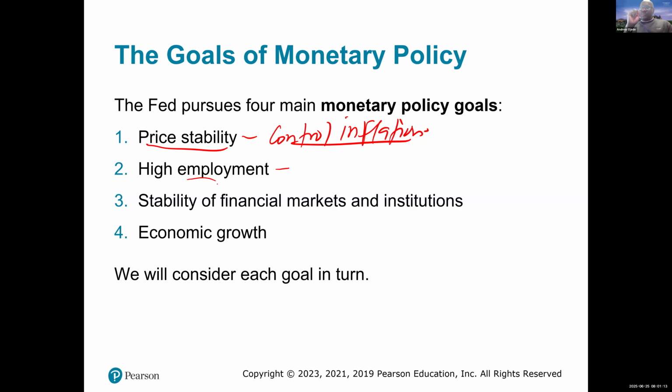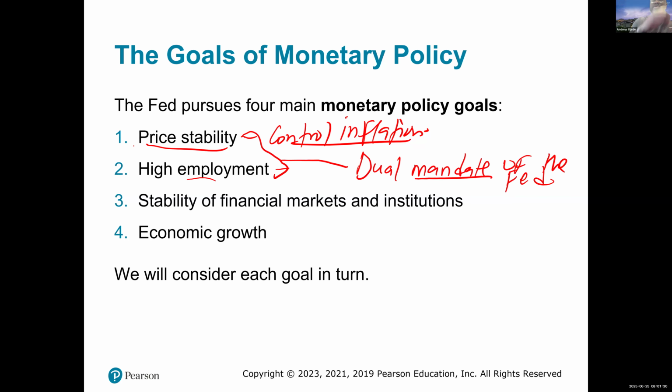So when the Federal Reserve Act was written in 1913, Congress called these first two goals of monetary policy the dual mandate of the Fed. So that means Congress cares a lot more about the first two goals of monetary policy than they do about the other two. That doesn't mean they don't care about the other two, but they always make sure that the Federal Reserve is controlling these two things appropriately.